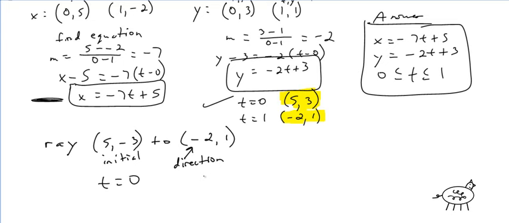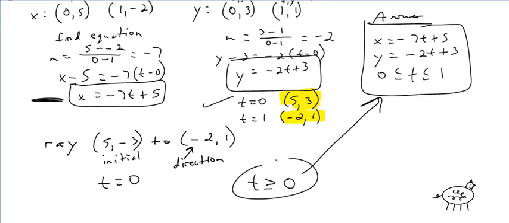But don't you guys agree that it's going to be this exact same answer, except it's instead going to say t is greater than or equal to 0. Okay, because it has a direction, or has a starting point, and then it goes towards negative 2, 1, but it keeps going. So that's the difference between a line segment, which has 2 endpoints, and a ray, which just keeps going. All right, that's not too bad.